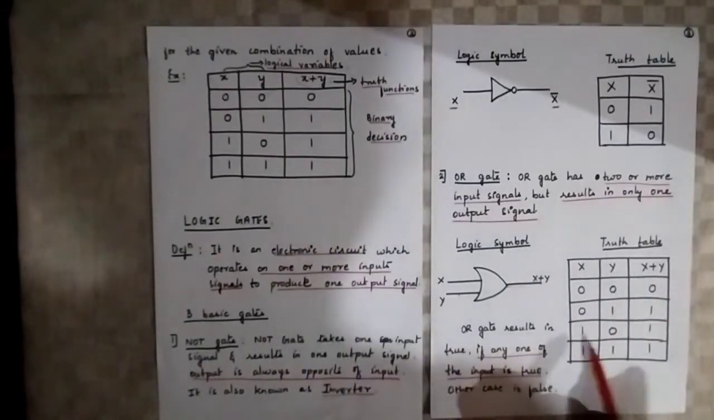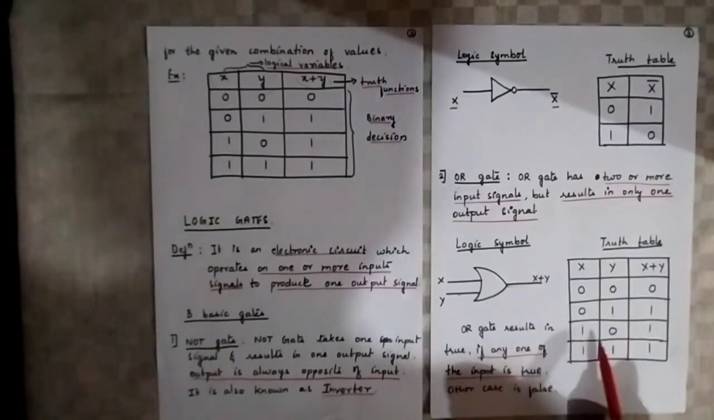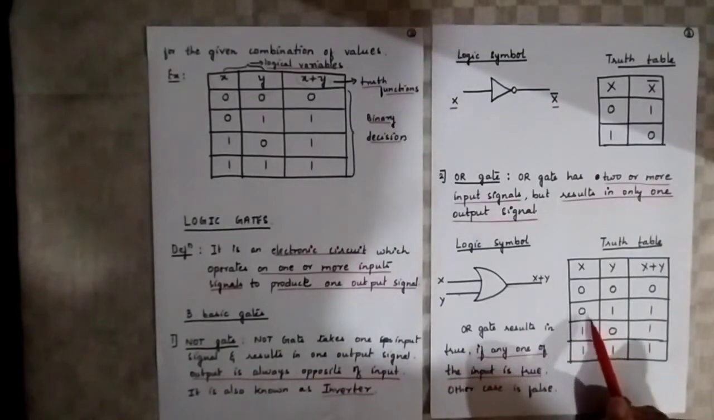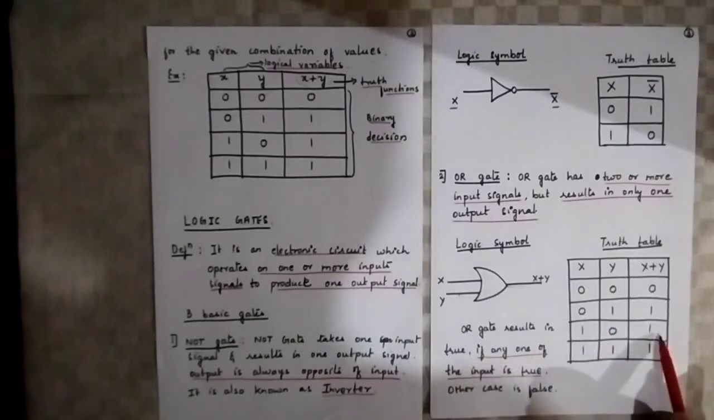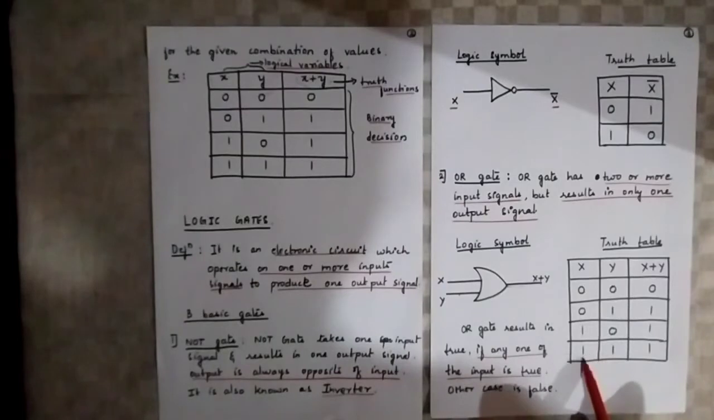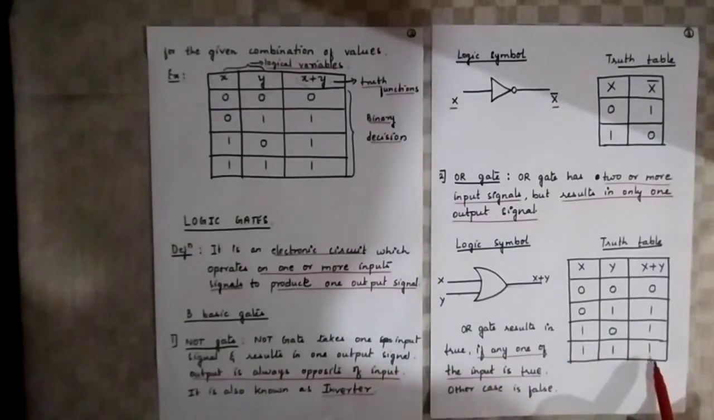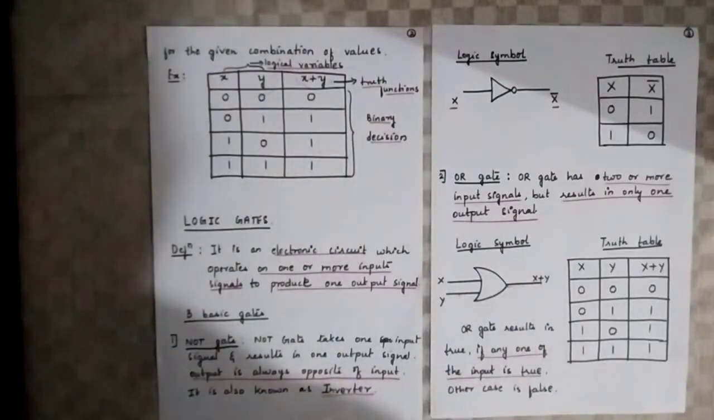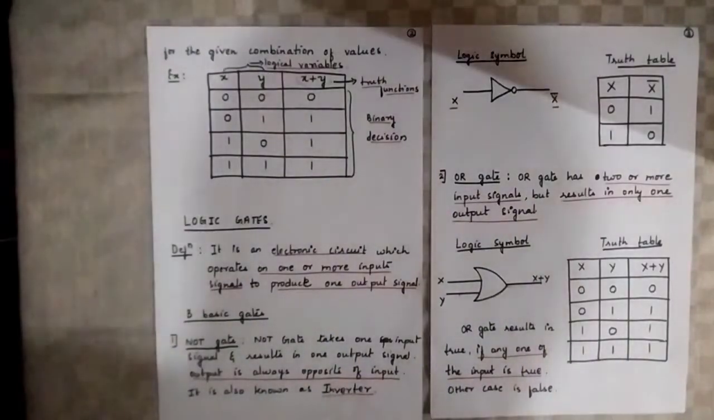Moving to the next one, here also you see it is 1 and 0. That is why at least you are having one input as true over here, so the result is going to be true. Moving to the last combination, it says 1 and 1. Here both the values are true, so the result is going to be true. This is the working of the OR gate.